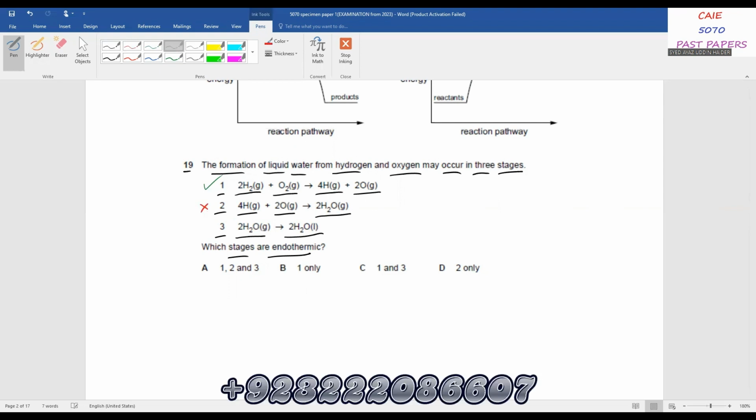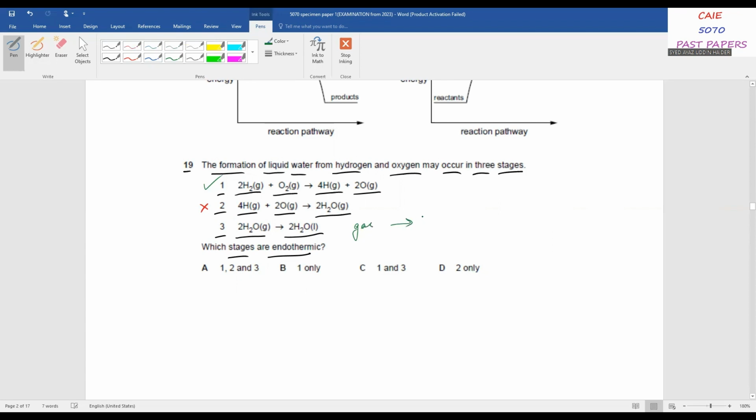Let's check the last one. 2H2O gas gives 2H2O liquid. State changes from gas to liquid, which means energy is released. Energy is released to the surrounding, or exothermic. So this is also incorrect. We are left with only one. So B is the right answer.